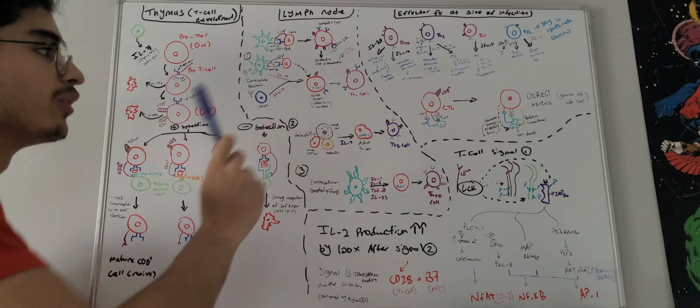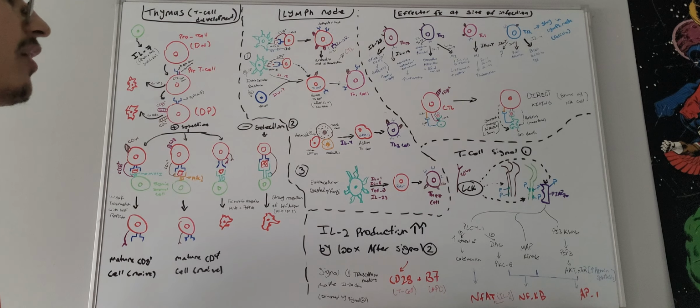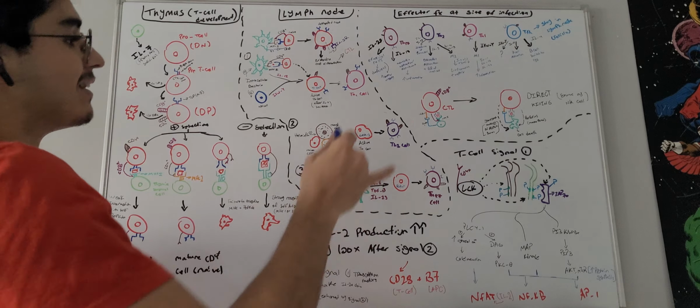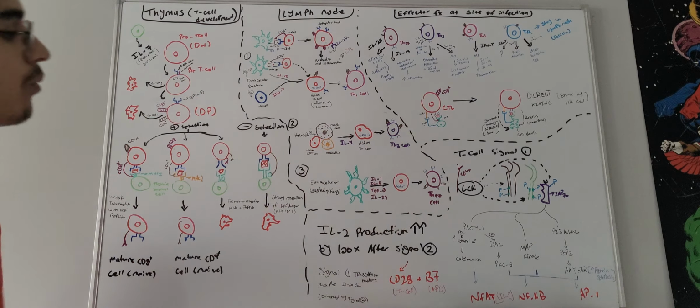Let's say they go to the lymph node, which is a secondary lymphoid tissue. Over there, they get activated. Once they get activated, they start proliferating and differentiating. Once they do that, they can leave through the blood, and then where do they go?